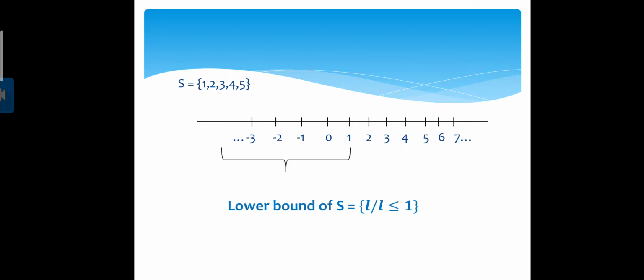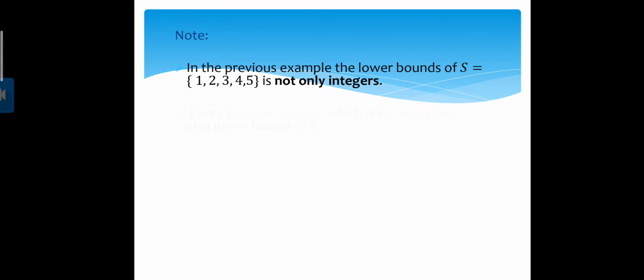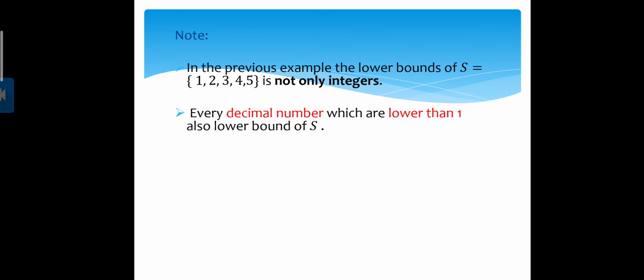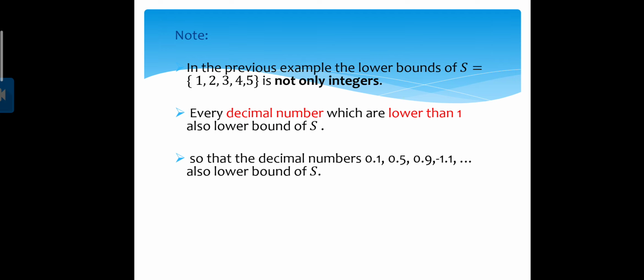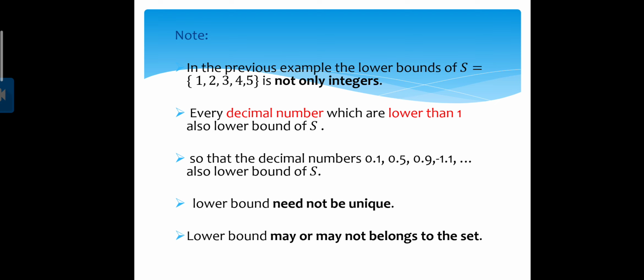So we can write it as the set of all L such that L is less than or equal to 1. So what are the observations made here again? In the previous example, lower bounds are not only integers; the decimal numbers which are lower than 1 are also lower bounds of S. So 1.1, 0.5, 0.9, minus 1.1 are also lower bounds of S. So a lower bound need not be unique, and it may or may not belong to the set. These are all important things.